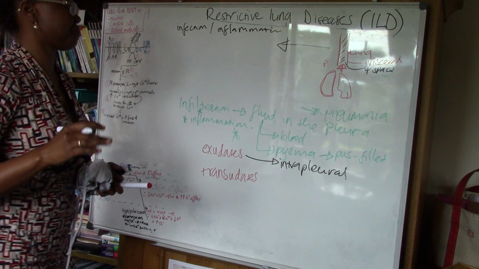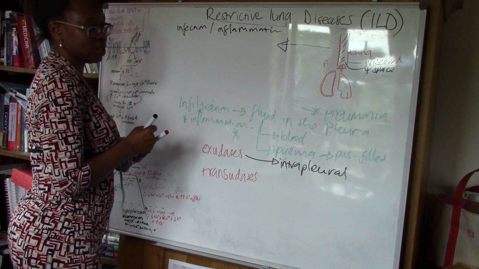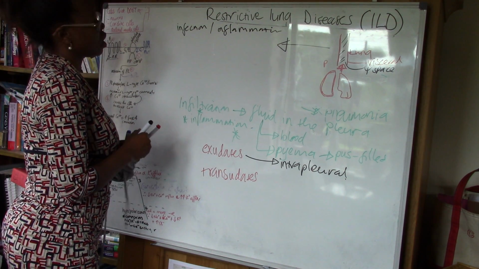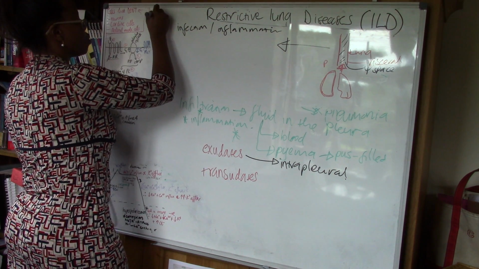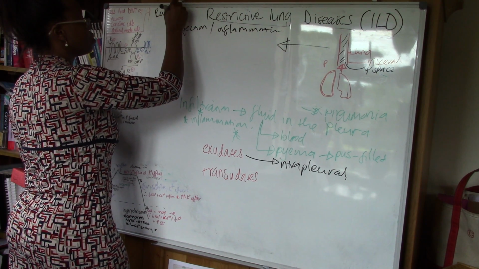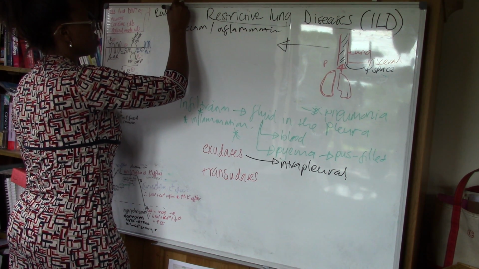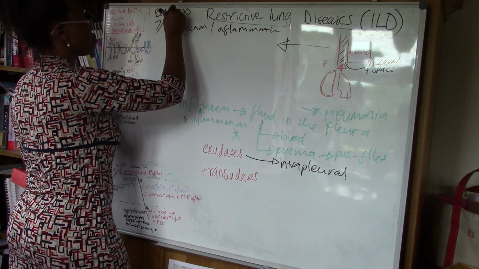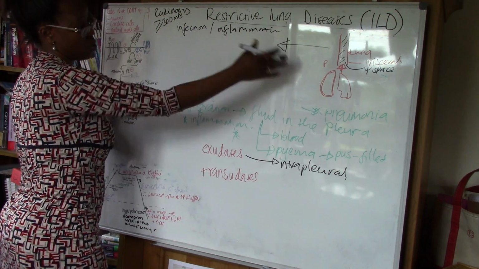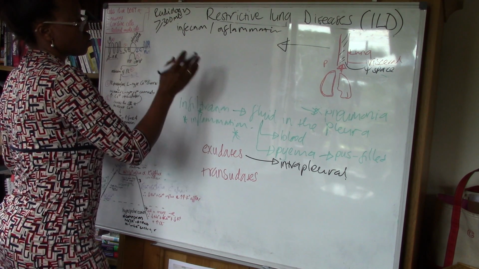And we identify fluid in the pleural space using radiology, and fluid only becomes visible on radiology when there is more than 300 ml of fluid in the pleural space.